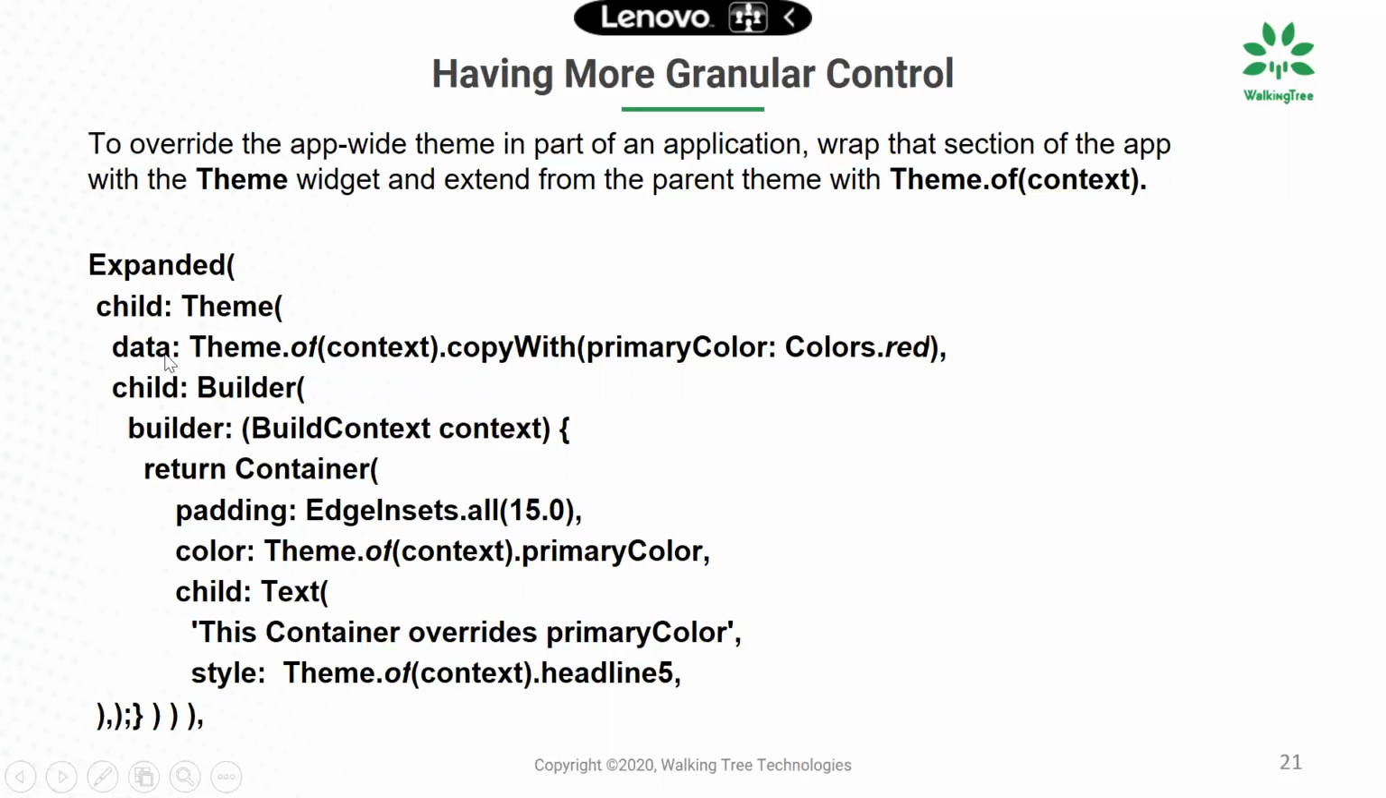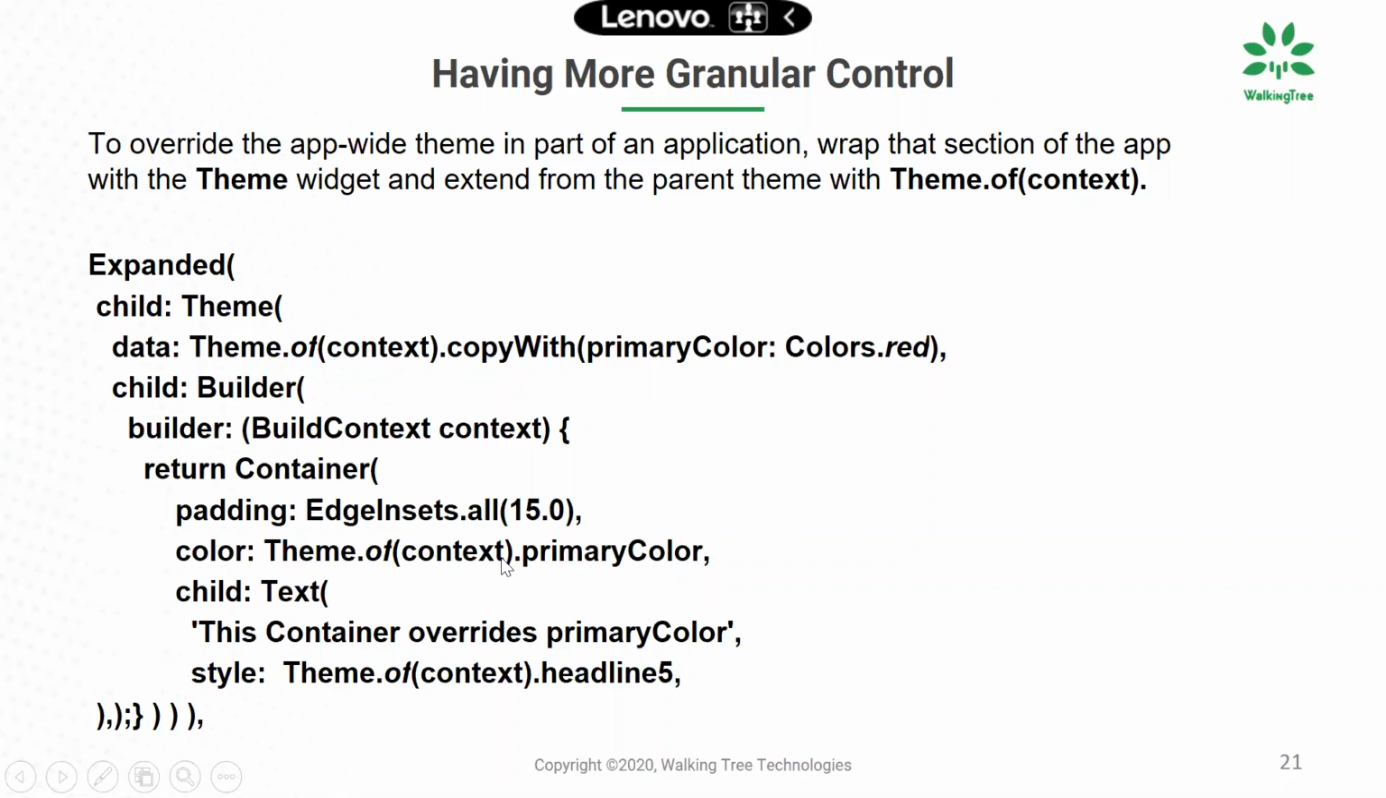Theme widget takes the data property. You will say Theme.of(context).copyWith. Whatever you want to override, you can override here, in the data property. So this will be overridden, and on the container, when you say Theme.of(context).primaryColor, this red color will be used here.